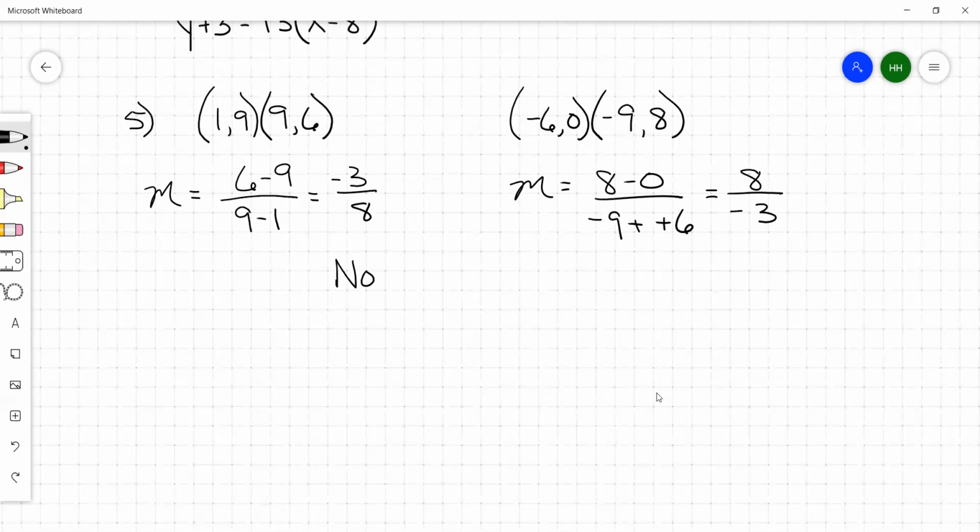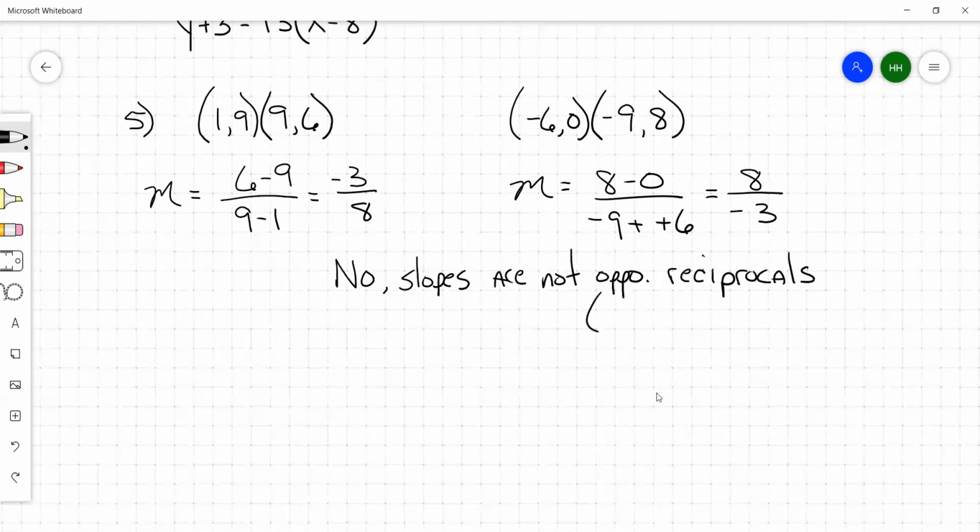You need to be careful on your answers though, because there's 2 choices with no as an answer. No, their slopes are not opposite reciprocals. No, their slopes are not equal. It would be answer B, wouldn't it? Slopes are not opposite reciprocals. And opposite is another word for negative reciprocals.